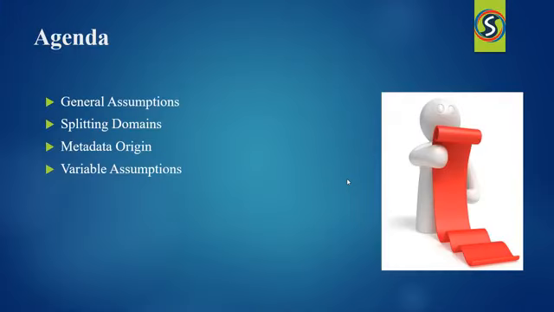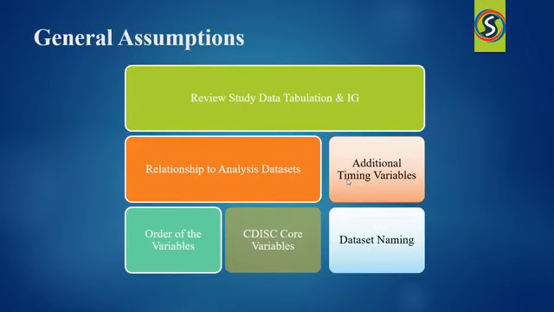So today we are going to discuss general assumptions as well as how we can split the domains, that is about splitting domains we are going to see, and apart from that we are also going to see the origin of your metadata, and later we also see the variable assumptions, that is assumptions of your variables, how your variables are, what are the values to be included, and all those concepts. So let's see your general assumptions first, that is your general domain assumptions.